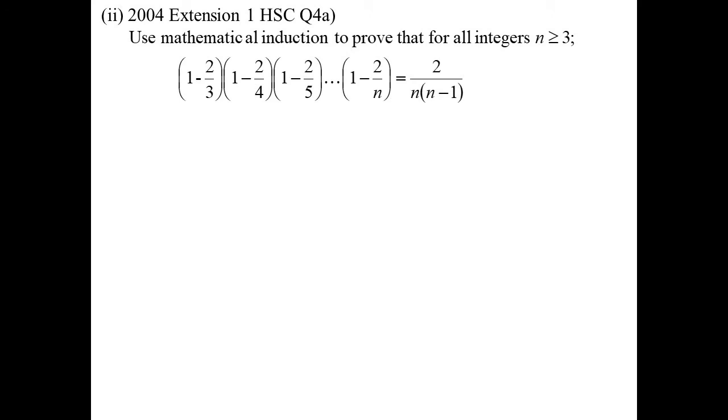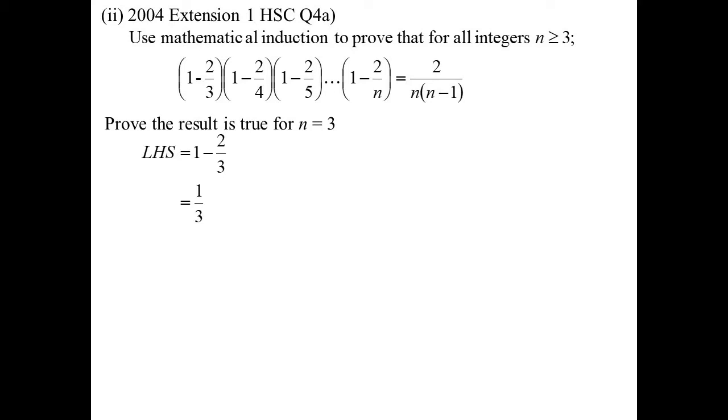Here's one from a few years ago now. It's a little bit different. You'll notice we're multiplying the terms together rather than adding the terms together. But we can still treat it like a series type. Use the same idea. So the first case is actually n equals 3 in this one, rather than n equals 1. So I'm going to prove true for n equals 3.